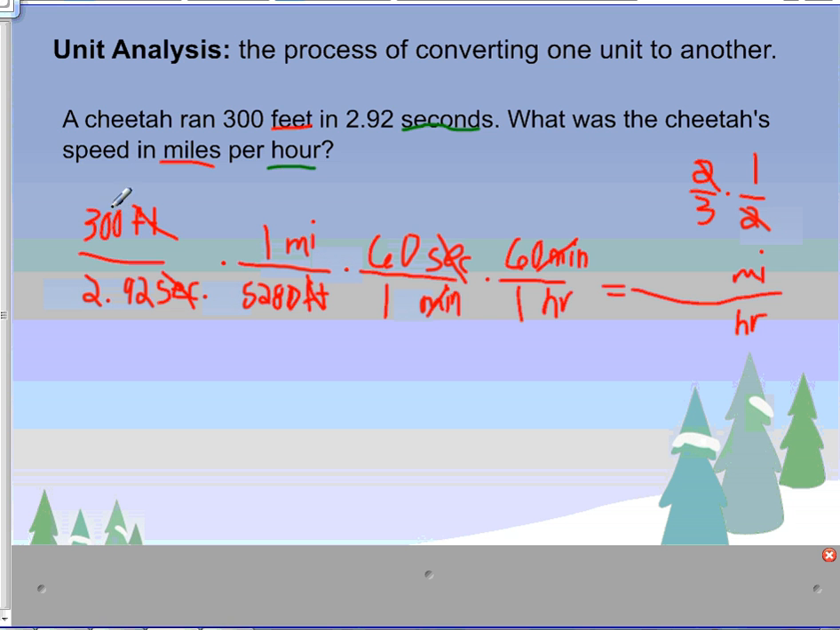So then I can go through and multiply 300 times 60 times 60, which is 1,080,000. And then we can divide it by whatever 2.92 times 5,280 is. And you should get, if you did all the calculations correctly, 70 miles per 1 hour. And that will be our answer.